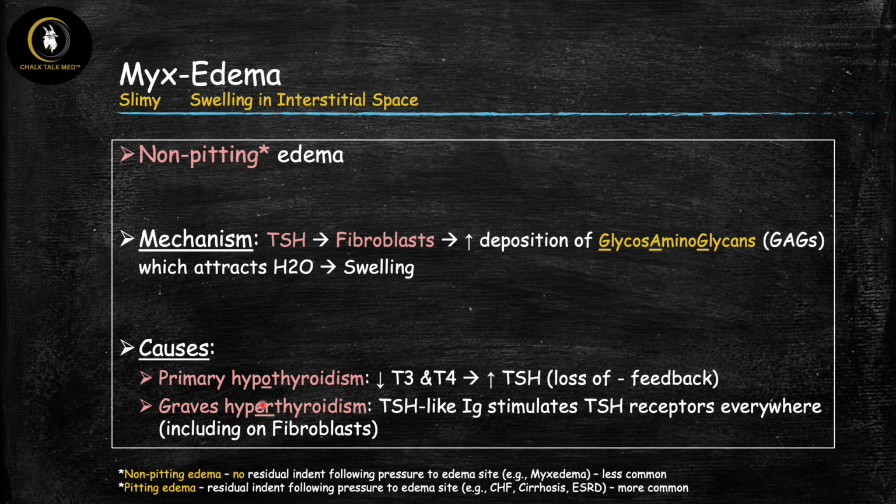So when you have primary hyperthyroidism due to Graves' disease, you actually do get a specific myxedema. And the reason for that is the pathophysiology of Graves' disease is that there is a TSH-like immunoglobulin that's stimulating TSH receptors everywhere. So that's the problem in Graves' disease. So this TSH-like immunoglobulin is going to stimulate the thyroid gland and lead to the release of more thyroid hormone, which is why Graves' patients have hyperthyroidism. But this immunoglobulin is also going to stimulate TSH receptors in these fibroblasts and lead to the rest of this pathway right here, increasing deposition of GAGs, attracting water, causing swelling. And this is exactly why Graves' hyperthyroidism is the one cause of primary hyperthyroidism that causes myxedema.